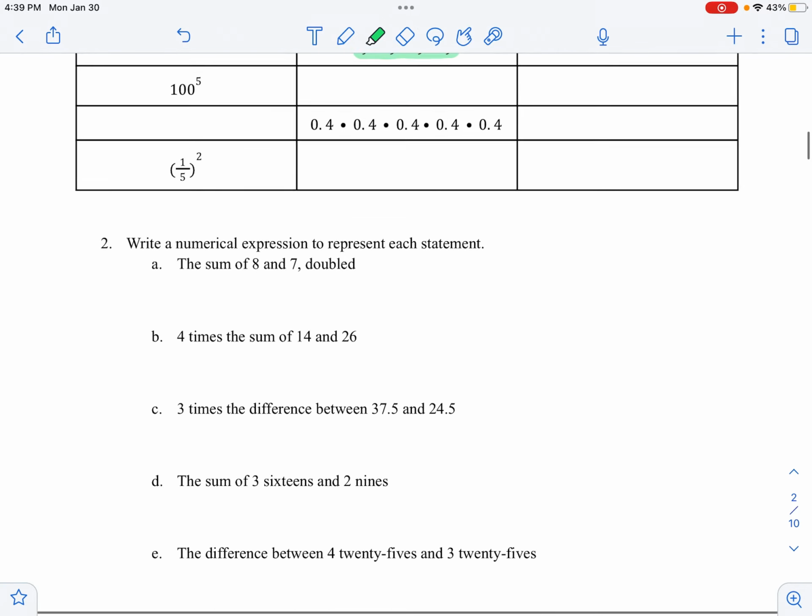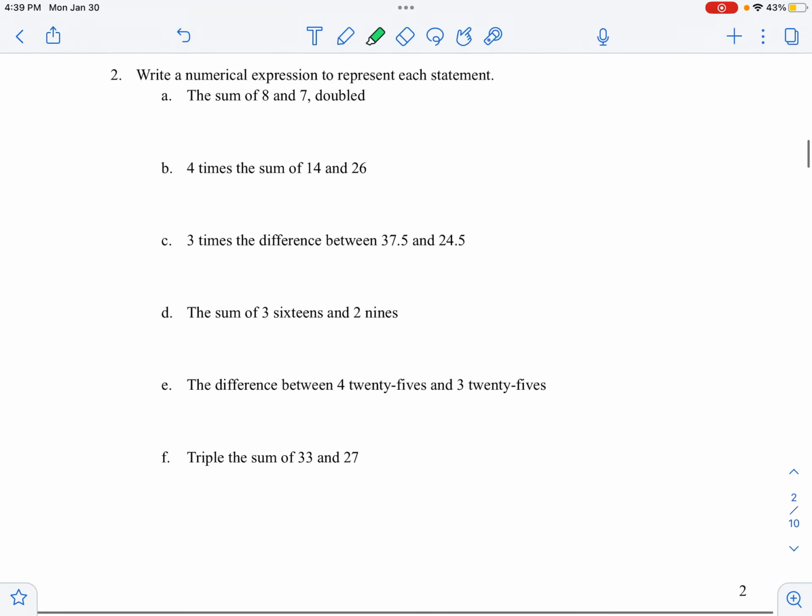In question 2 on Monday's homework, you're writing a numerical expression to represent each statement. The key with these sorts of questions is to make sure that we're annotating. Let's look at an example. The sum of 8 and 7 doubled. Notice that I boxed the key math words in this question. I should be doubling the sum of 8 and 7.